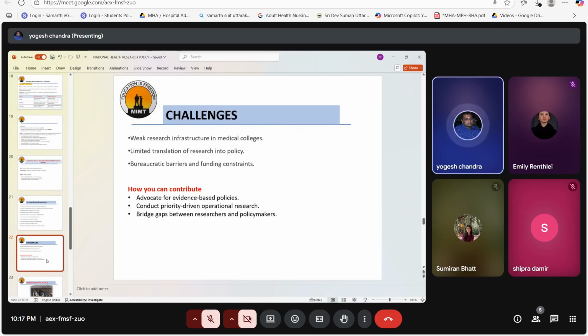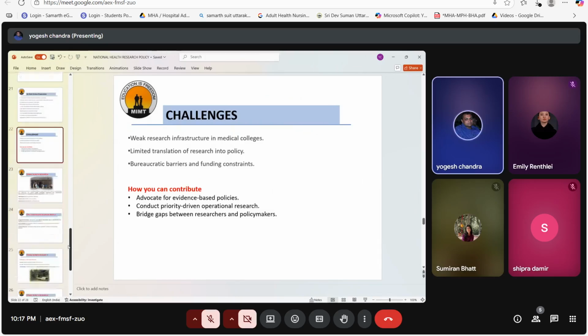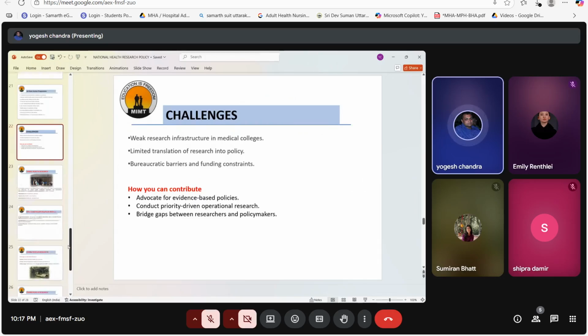So as a public health professional, what can you do? What or how you can contribute? You should advocate for the evidence-based policy, conduct priority-driven operational research. आपको priority decide करनी है, then you have to think upon the research and bridge gaps between researchers and the policy makers. That is very important. कि researcher बेचारे ने अपने research कर ली, but it was not being communicated to the policy maker, तो उसका कोई फायदा नहीं, ground पे कुछ उसका result नहीं आता.